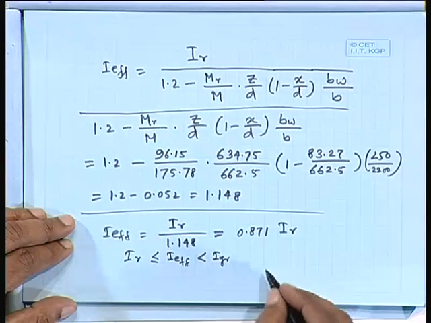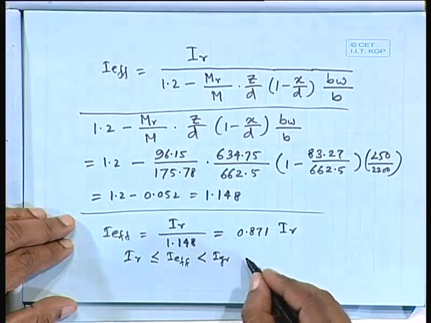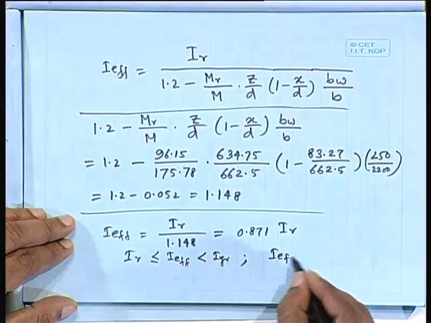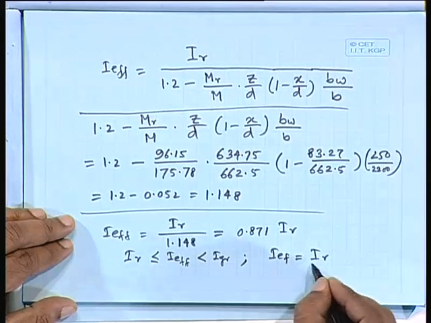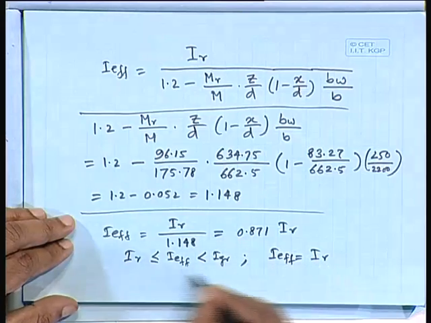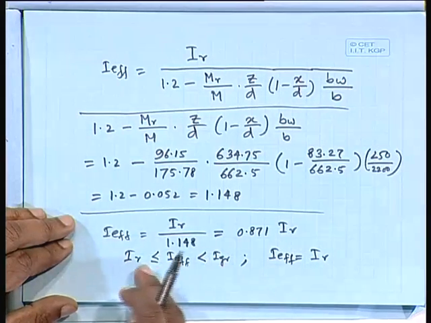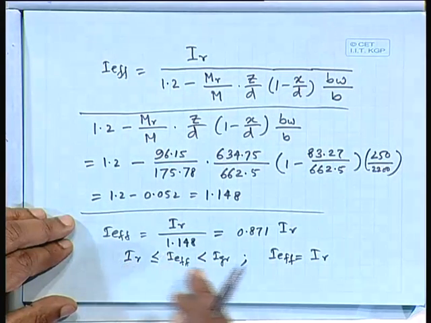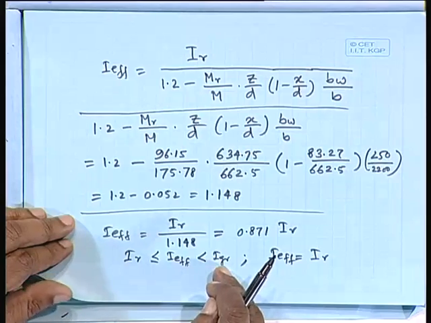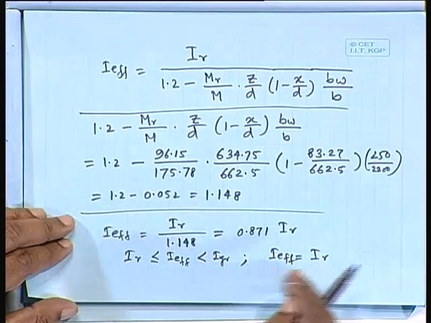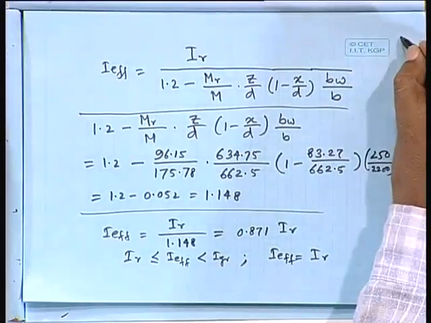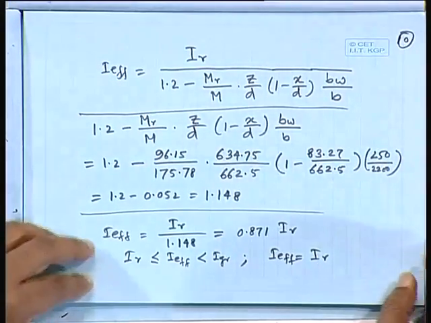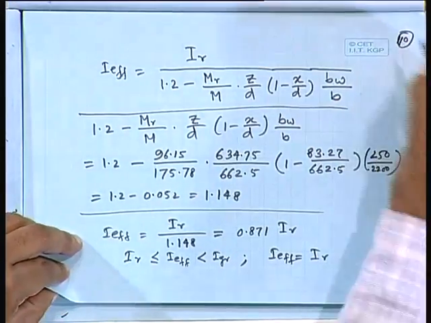So, it will be in between. So, here I effective will be equal to IR only, we shall take the correct one only. In our case we shall take I effective equal to IR, because it should be greater than IR and less than I gross. In our case it is coming less, so we have to take I effective equal to IR. So, now we can calculate different cases.